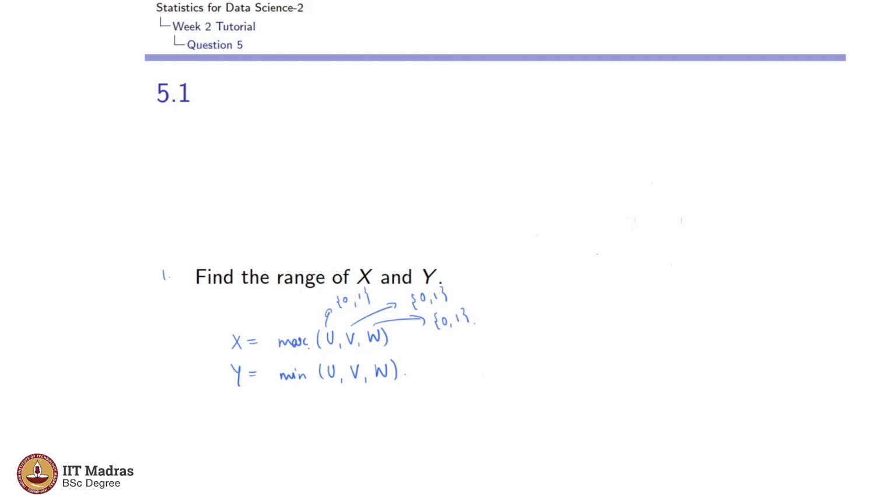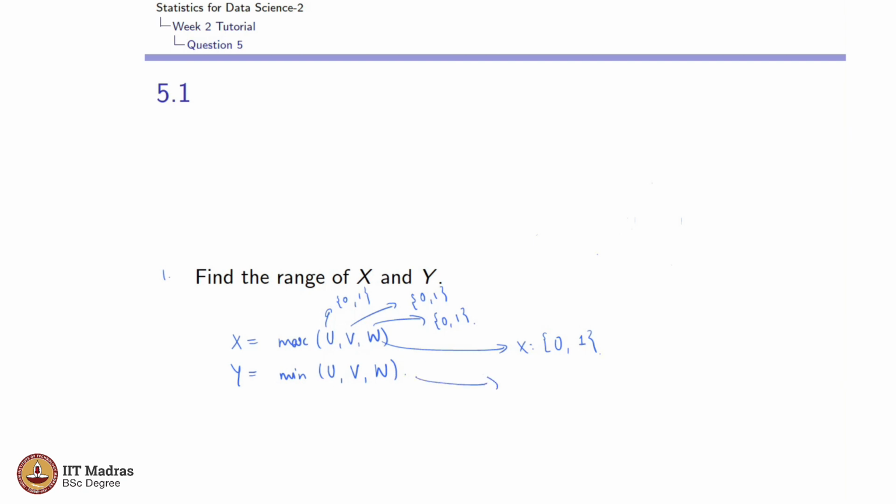Even if you take the maximum of U, V and W, if each of U, V and W is taking the value 0, X will take the value 0. If one of U, V, W takes the value 0 and the others are 1, the maximum will come out to be 1. And if each of them takes the value 1, the maximum is again 1. So the range of X is 0, 1.